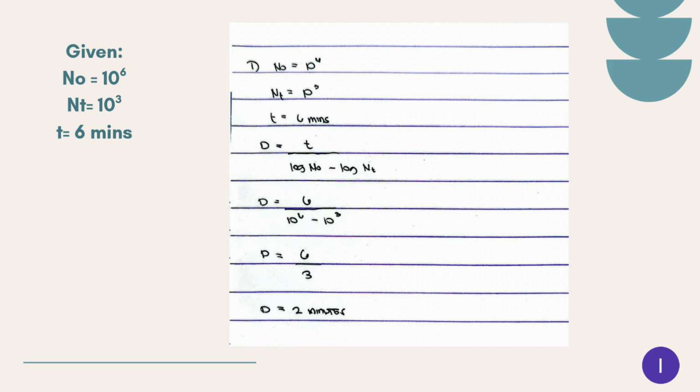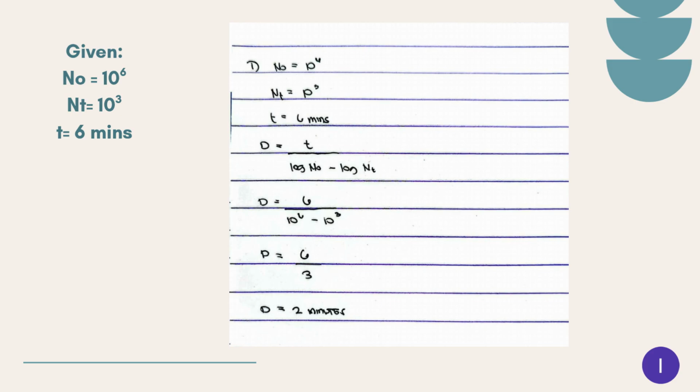So now let's break down the given values and the solution step by step. From the problem, we are given the initial microbial load, or N0, which is 10 to the power of 6, and the final microbial load, or NT, which is 10 to the power of 3, and the time of processing is 6 minutes. Using the formula for D value, D equals time over log N0 minus log NT.